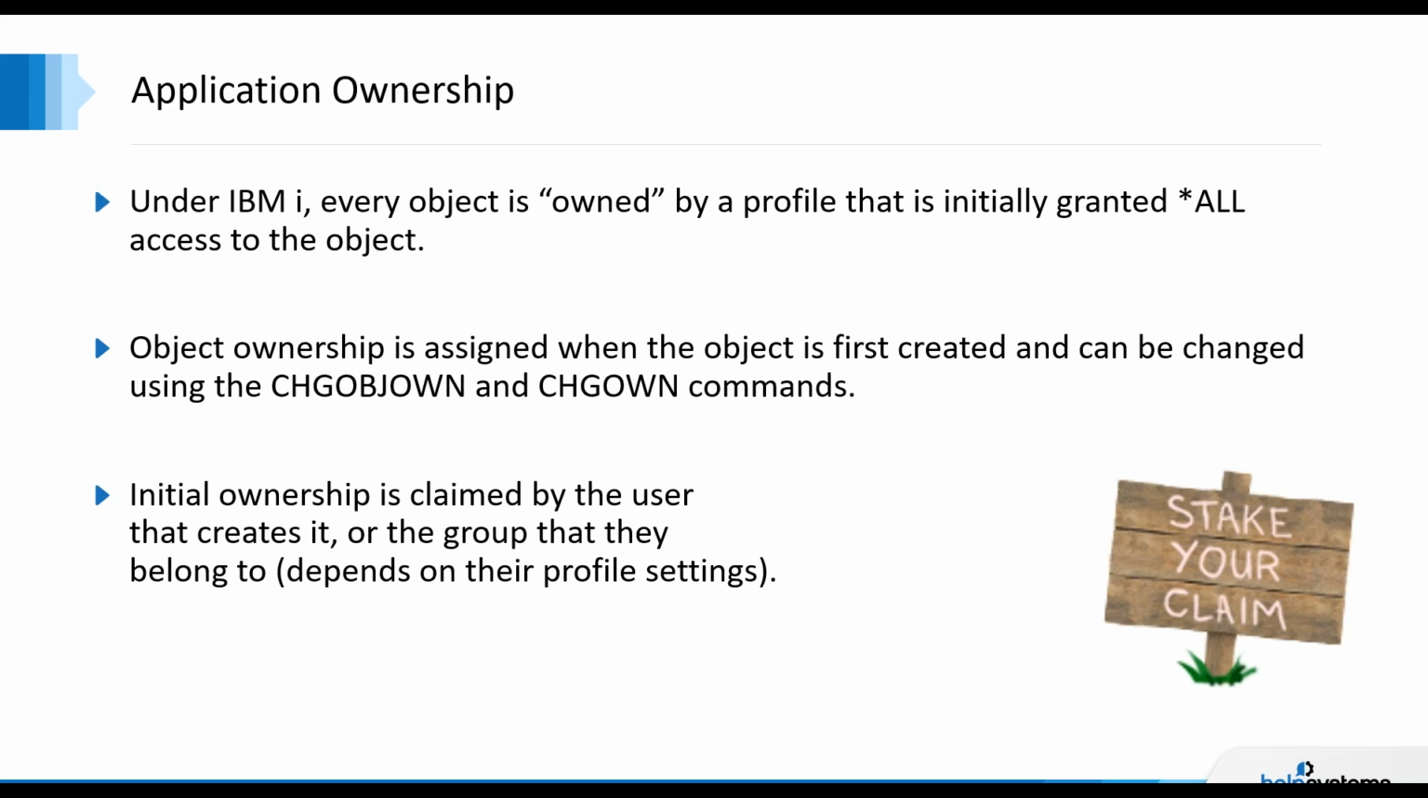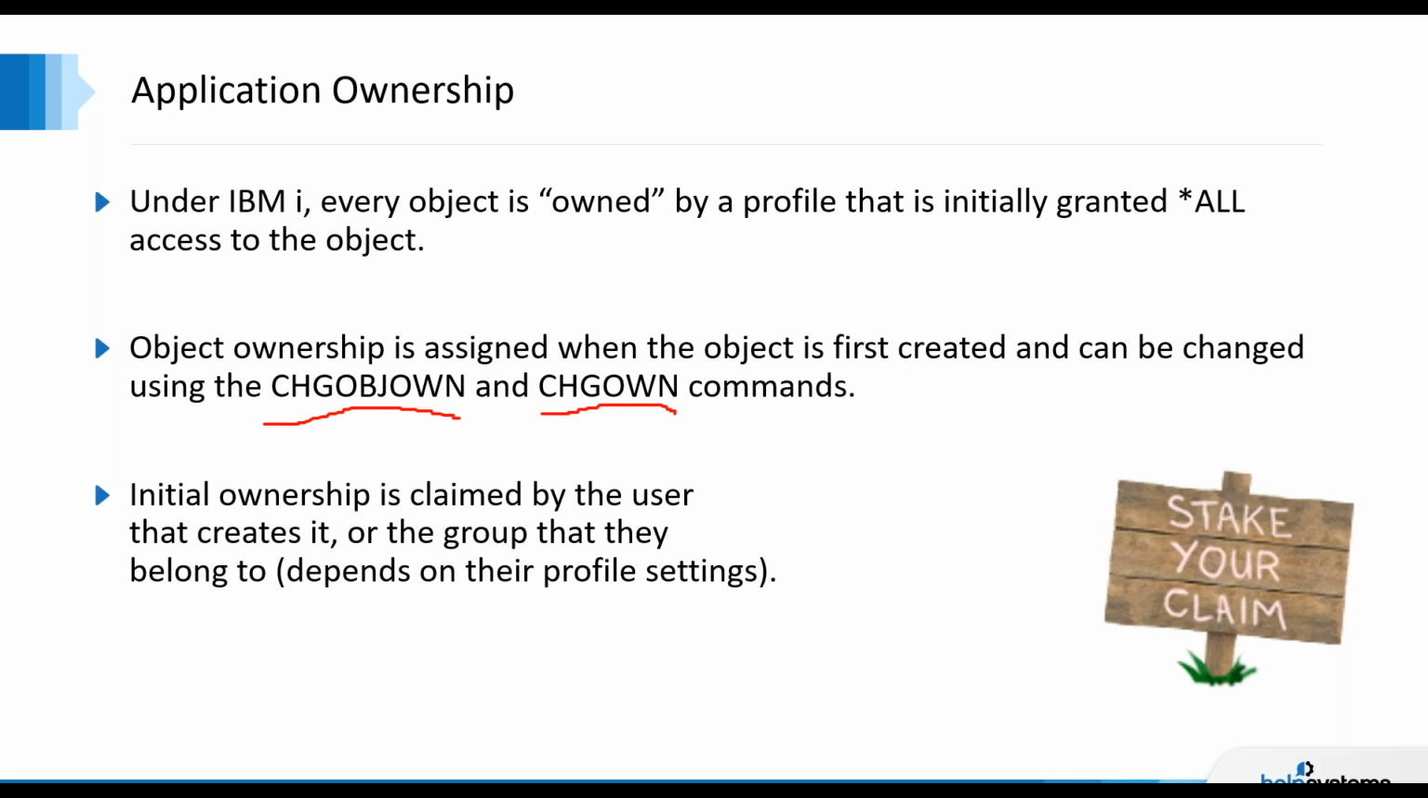Initially, the profile that creates the object is the one that is given all permissions to it. Makes sense, right? If you create something, there should be an expectation that you can do anything you want to your own objects. Now, this ownership is established when the object is first created, but it can be altered after the fact using a couple of commands. I have them up here, Change Object Owner and Change Owner. And which command you use is really going to be based on whether we're doing native objects or integrated file system objects.